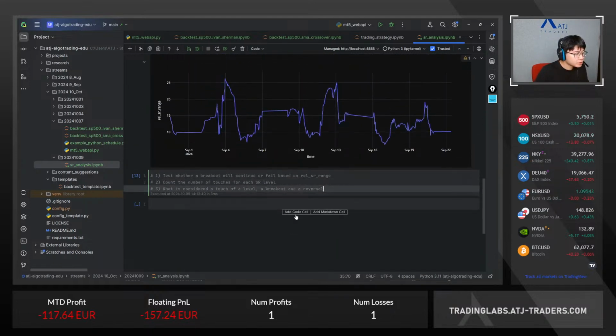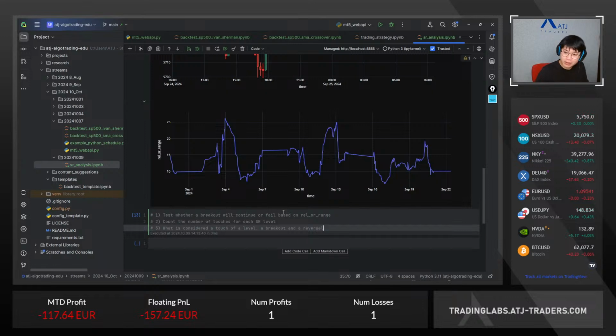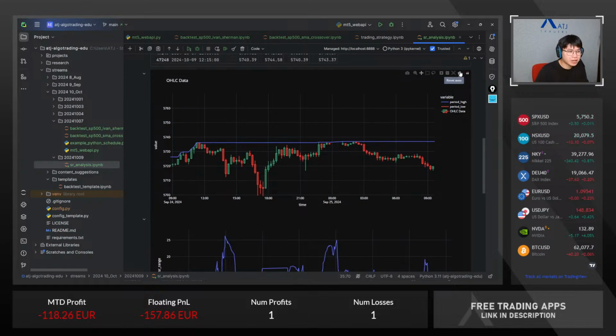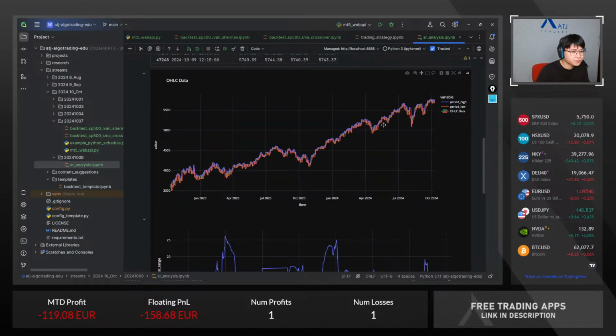So I think we can start with this, and if any of you guys have any other questions, you can certainly ask, and let me know what other factors are important for support and resistances.